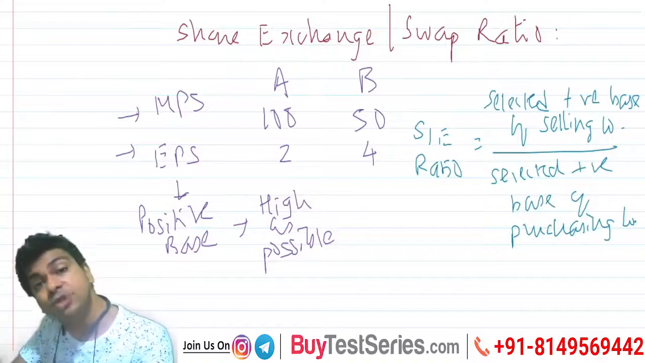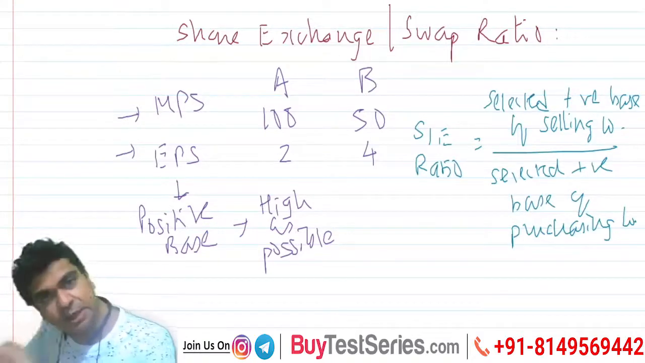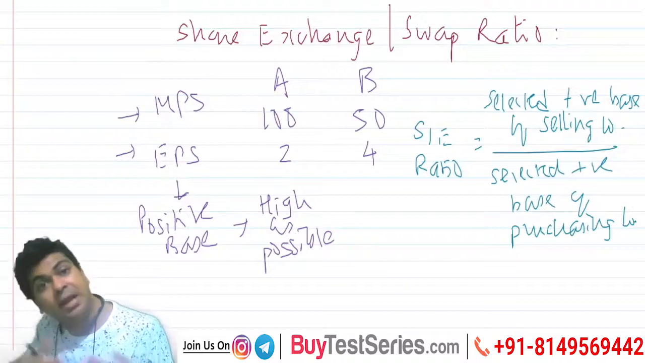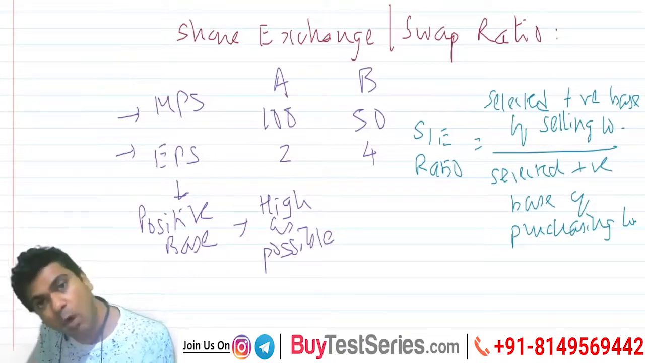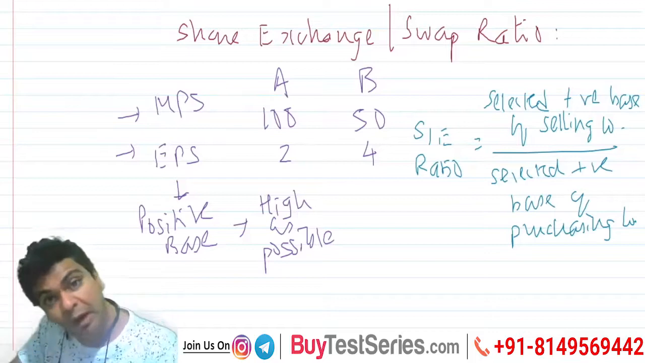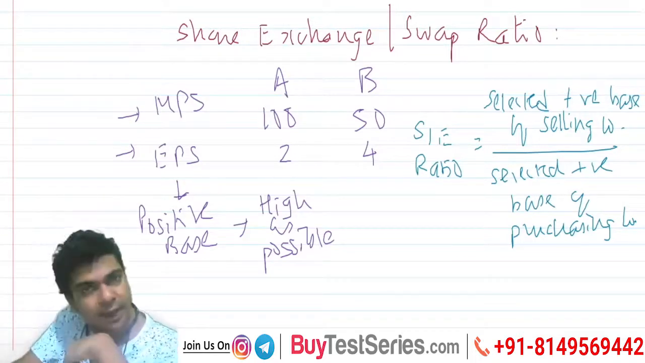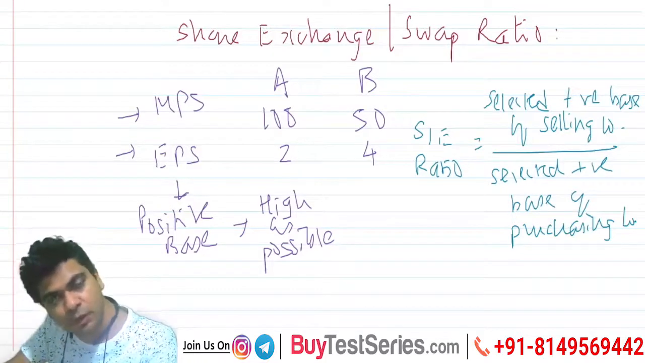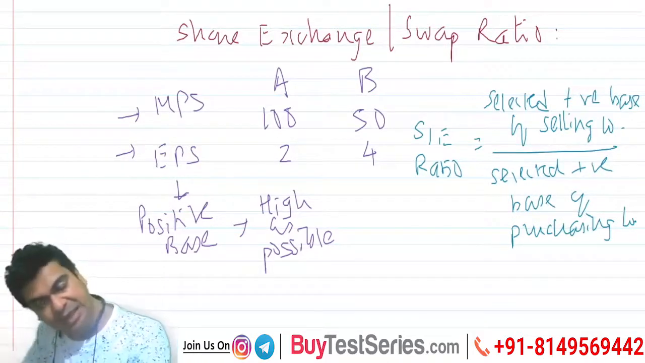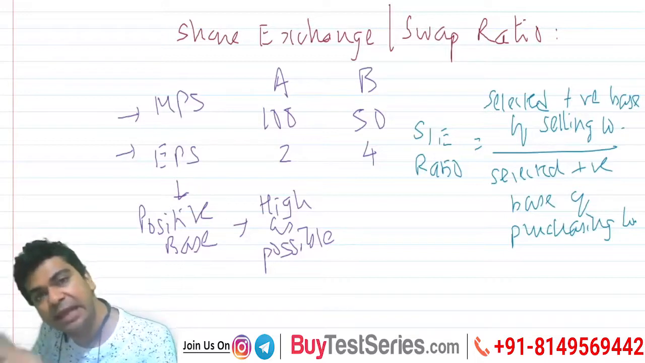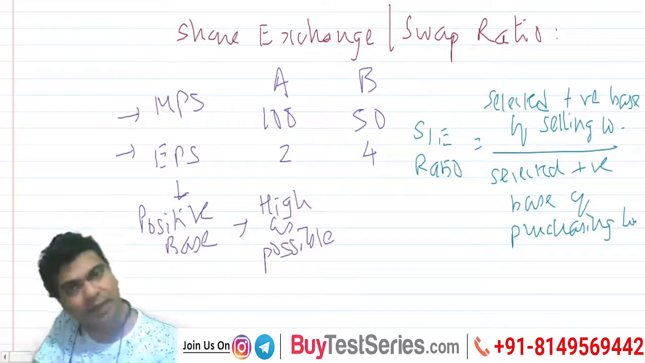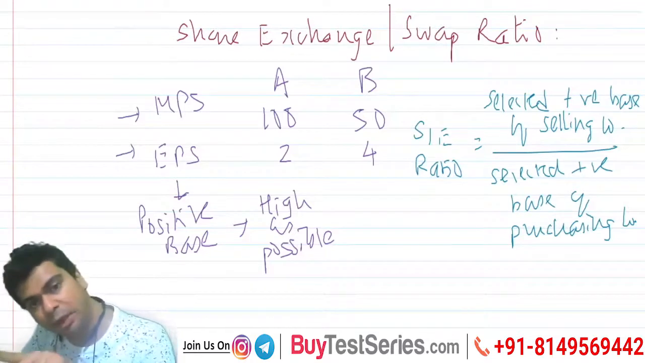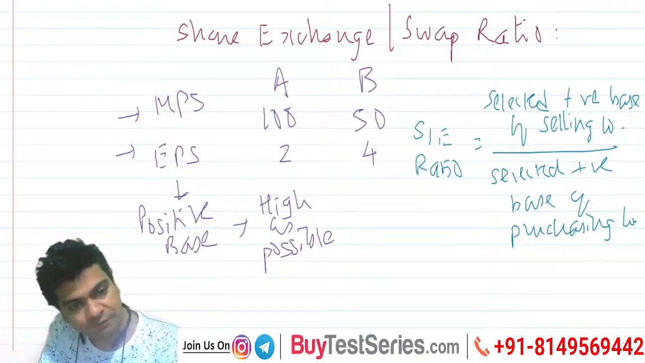Your ratio is stronger than mine. Understand? Your ratio is stronger than mine. Then as a purchasing company, I have no problem giving you more number of shares. Your ratio is inferior to mine. Then obviously I will like to give you fewer number of shares. You get my point? That is the reason the positive base of the selling company will be put in the numerator and the positive base of the purchasing company will be put in the denominator. See for yourself.